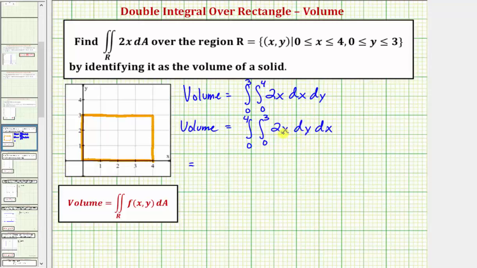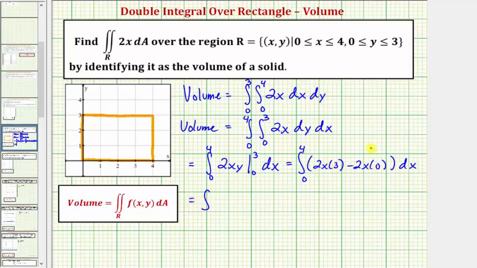So the antiderivative of 2x with respect to y would be 2xy. So we have the integral from 0 to 4 of 2xy, which we need to evaluate at 3, then 0, and then find the difference. And we're subbing these values in for y, not x. Making the substitutions for y, we would have 2x times 3 minus 2x times 0. So this gives us the integral of 6x minus 0, which is 6x, integrated with respect to x from 0 to 4.